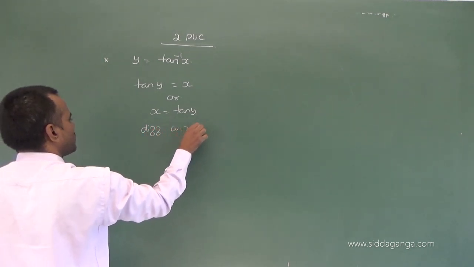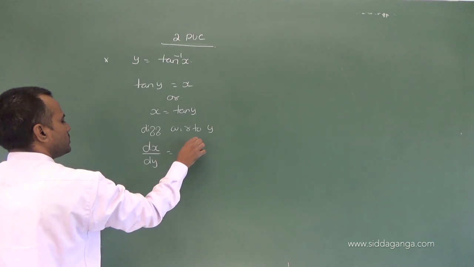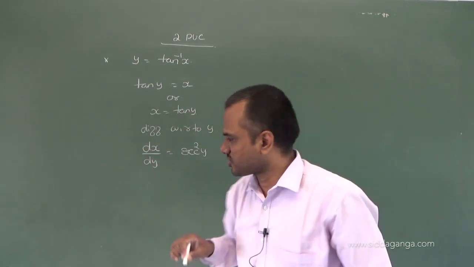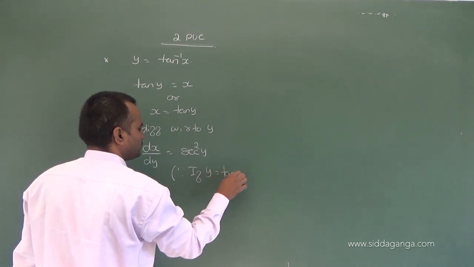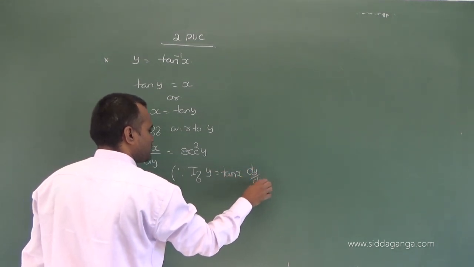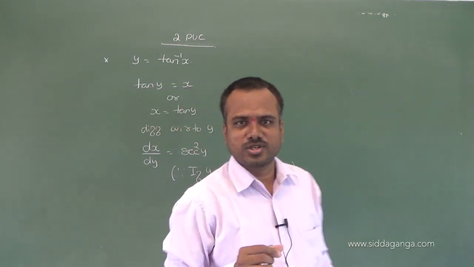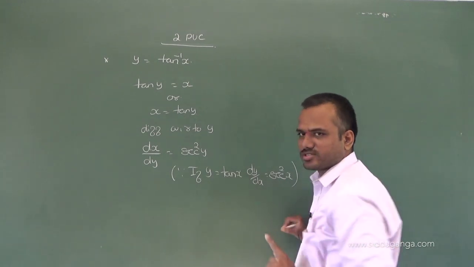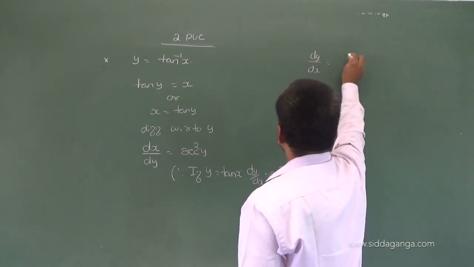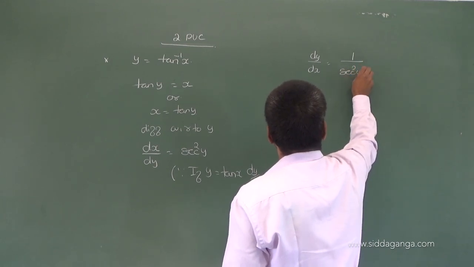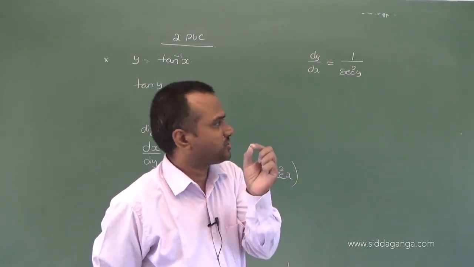Differentiate with respect to y: dx divided by dy is secant square y. Since if y is equal to tan x, dy by dx is secant square x. Again reciprocal. Correct. What we follow is the same procedure as the last two problems. dy by dx is 1 by secant square y.